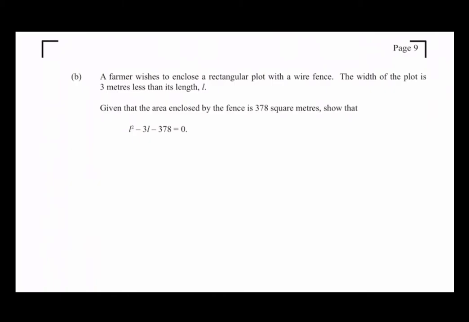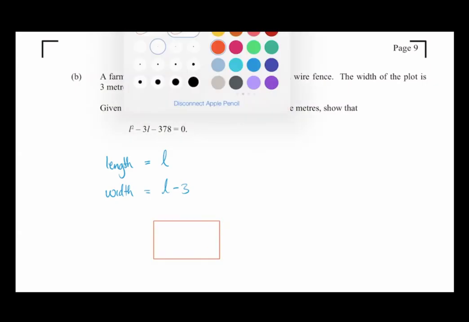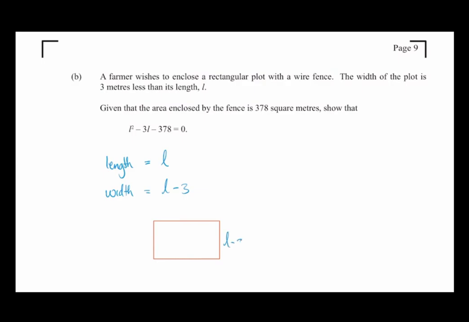Part B of this question says, a farmer wishes to enclose a rectangular plot with a wire fence. The width of the plot is 3 meters less than the length, L. Given that the area enclosed by the fence is 378 square meters, show that L squared minus 3L minus 378 equals 0. So here we first note that the length is L. The width is given by L minus 3, which means that if I construct a rectangle, I have L minus 3 as my width and L as my length.